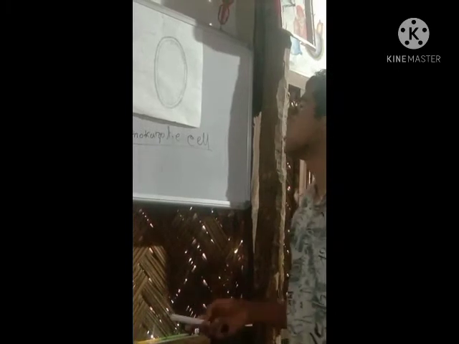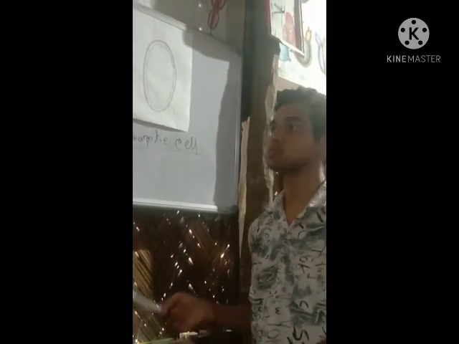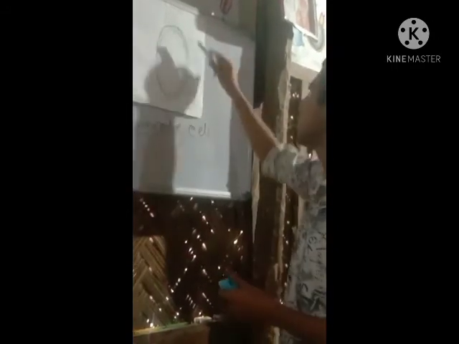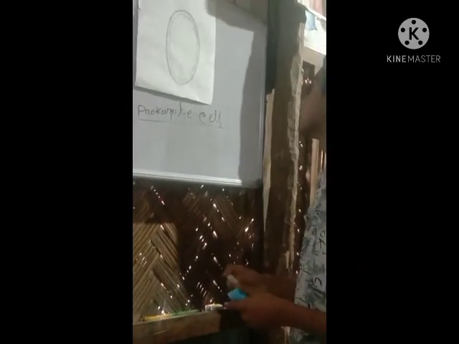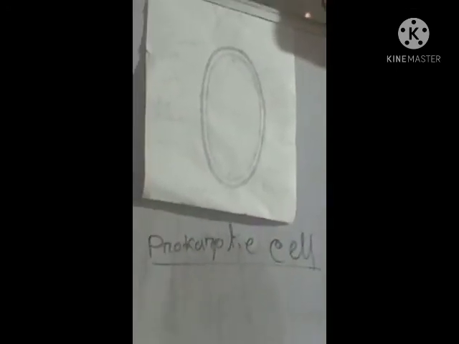Hello everyone, today I will discuss prokaryotic cells. There are many types of prokaryotic cells, but I will discuss the bacterial cell. The outer covering layer of the prokaryotic cell is known as the capsule, which is made up of polysaccharide, and it protects the prokaryotic cell. Inside the cell, another layer is present, which we call the cell wall.